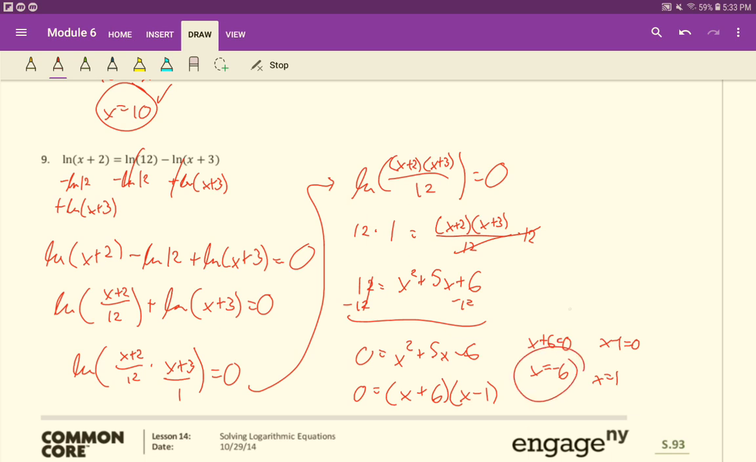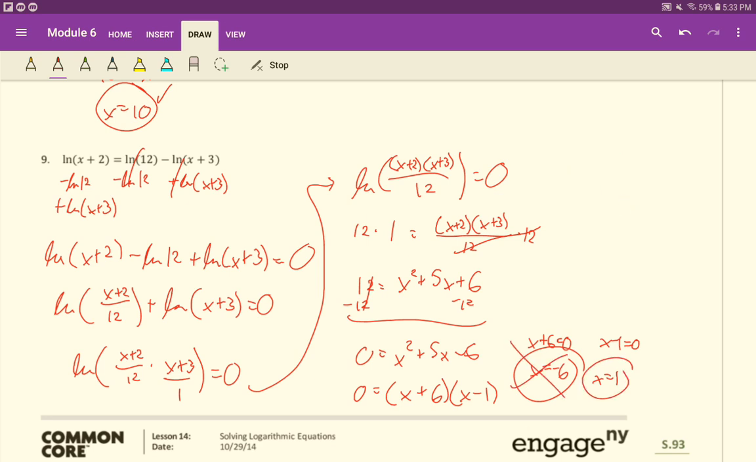We can already see right away that negative 6 is going to cause a problem because negative 6 plus 2 is going to be a negative, and the natural log of negative 4 does not make sense, right? What would that equal? Think about this. You're doing e to the x equals a negative number. e is a positive number. There's no way to raise a positive number to any power and get a negative answer. So this is impossible. Okay, so we can't say negative 6.